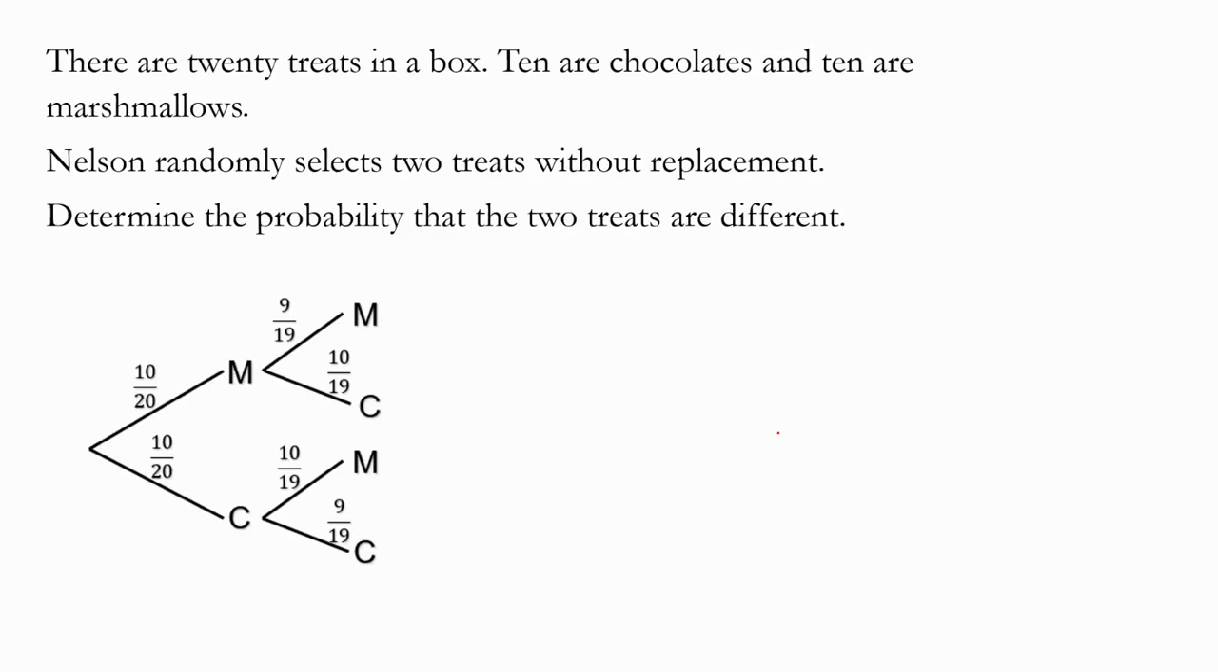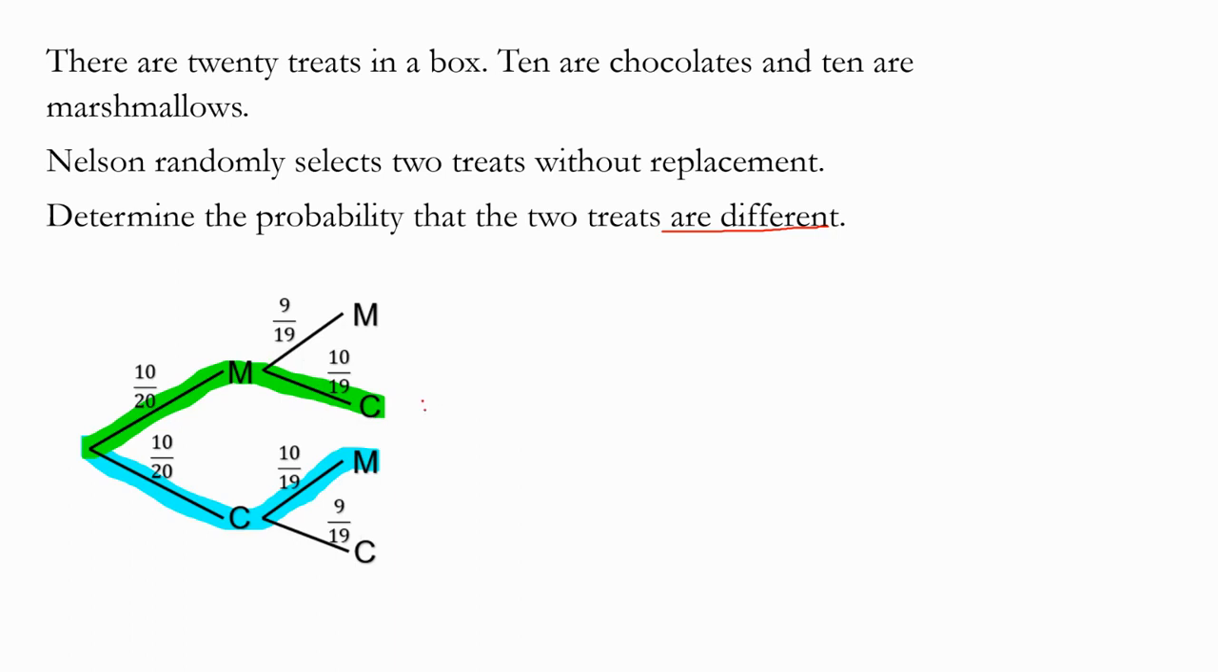There are 20 treats in a box. 10 are chocolates and 10 are marshmallows. Nelson randomly selects two treats without replacement. Determine the probability that the two treats are different. Different means we want a situation where we have a marshmallow and chocolate, or chocolate and marshmallow. So which branches are we interested in here? It is these two branches. You see that?